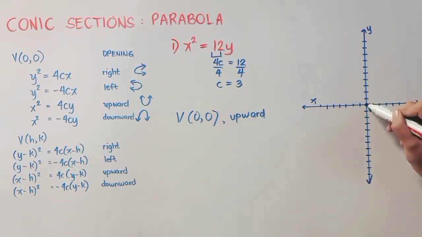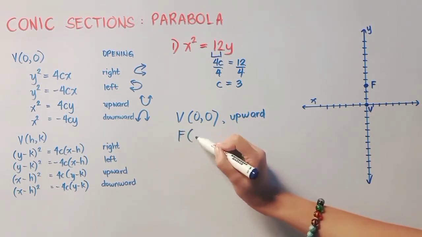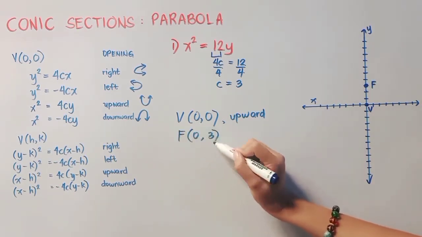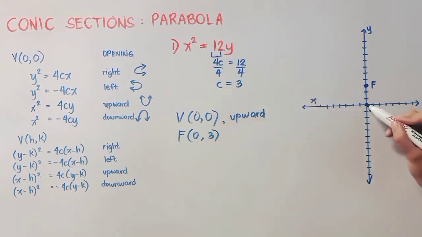3 units upward is 1, 2, 3. Therefore, this is our focus. That point is (0, 3). Now we will be using c again to get our directrix, but it's going down 1, 2, 3.